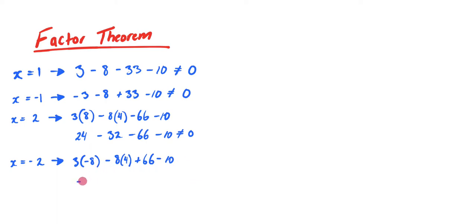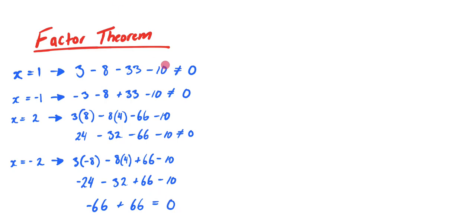This is going to be negative 24. This is going to be negative 32. This is going to be plus 66. This will be negative 10. And I could then gather together all the negatives here. Negative 24, negative 32, negative 10. That's going to be negative 66. This is good. Plus 66. That is going to be equal to 0.